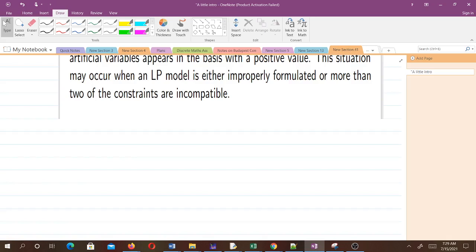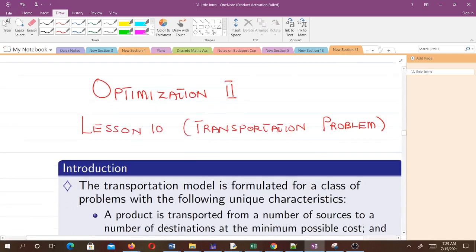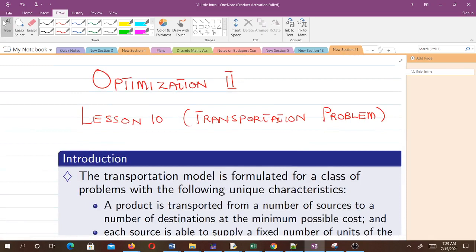So in our next series of videos, we are going to learn how to apply the LP models. Okay, and we are going to begin with transportation problems. So in our next video, that is lesson 10, we will introduce you to the transportation problem. Okay, so thank you very much and see you in the next lesson.